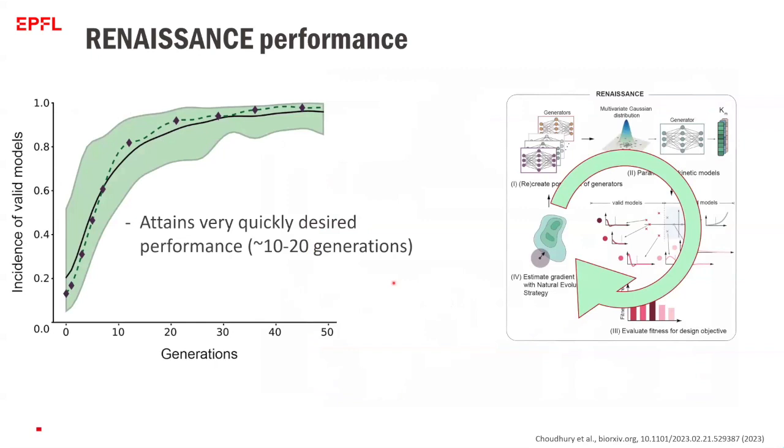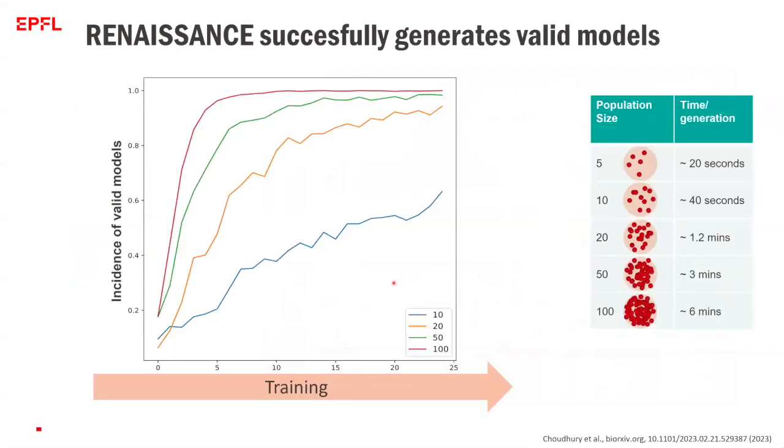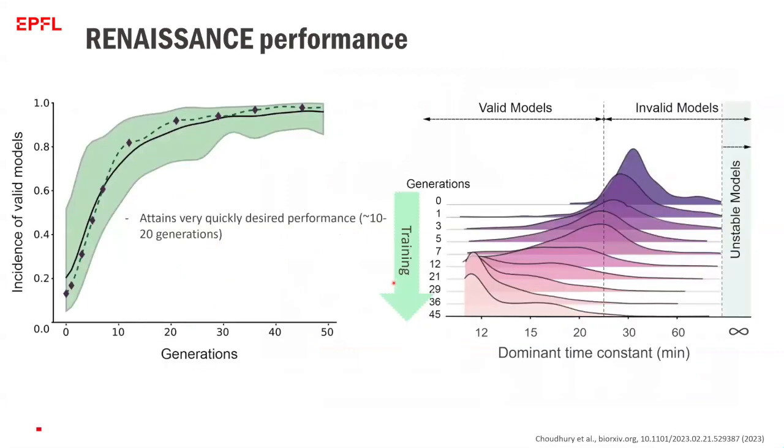So in the very beginning, we had the models that were either too slow or unstable, but as the training was progressing, you see how our distribution is moving exactly where we would like to go. So it really worked well.